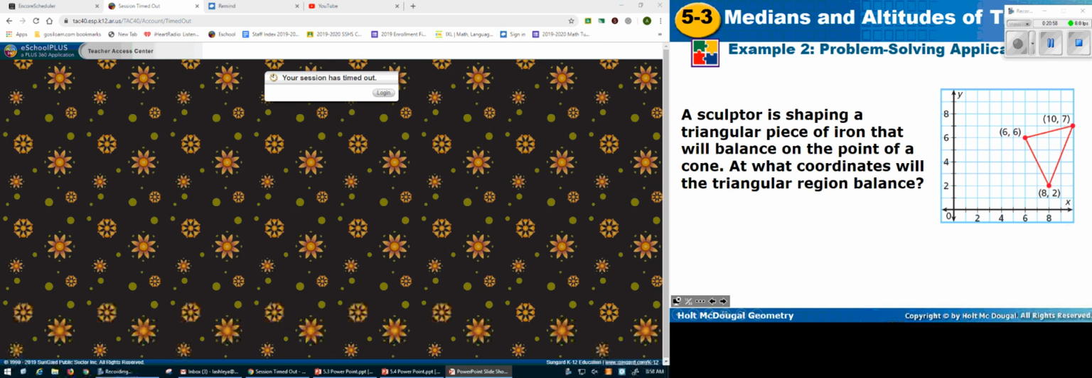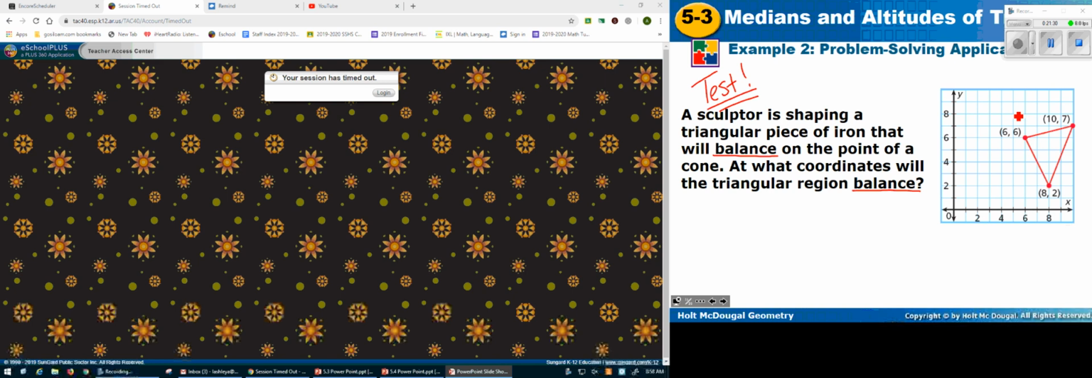Guaranteed question you'll see on your test. So here's another question, guaranteed. If you want to make yourself a note, you will see this on your test. Super important. Okay. This one says a sculptor is shaping a triangular piece of iron that will balance, there's the key word, that will balance on the point of a cone. At what coordinates will this triangular region balance? So you get to the test and you have to ask yourself, what is the point called where it balances?